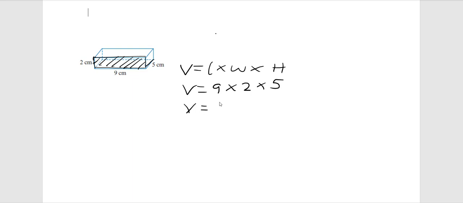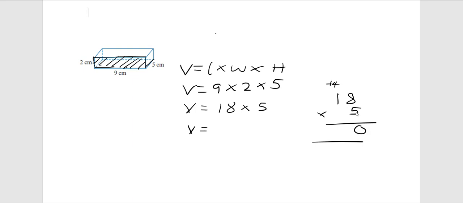So 9 times 2 is 18, and 18 times 5, we can quickly calculate it like this as well. So 5 times 8 is 40, add the 4. 5 times 1 is 5, plus 4 is 54. So 540 centimeters cubed.